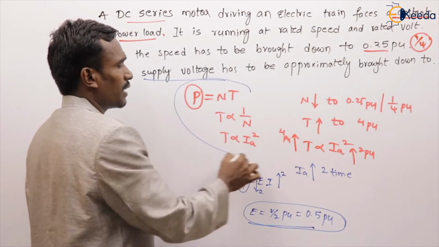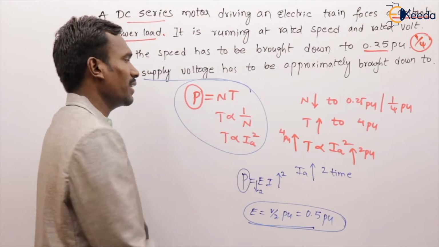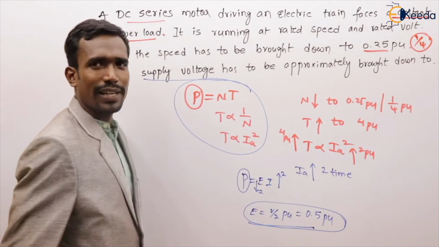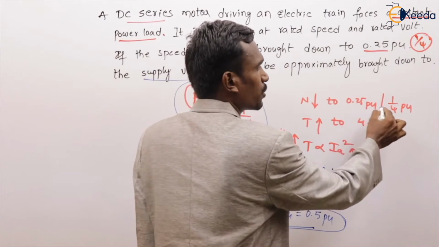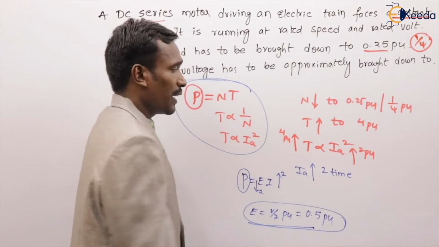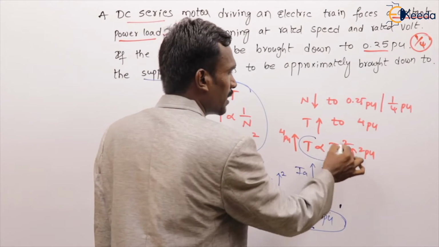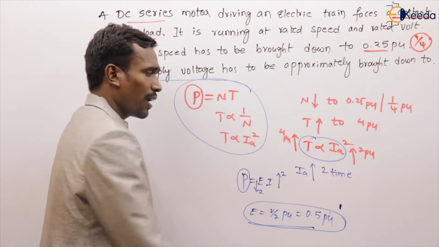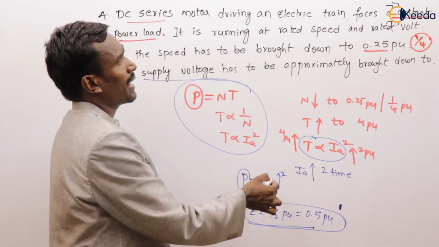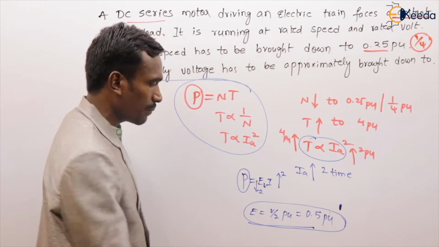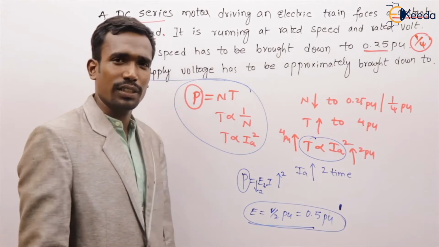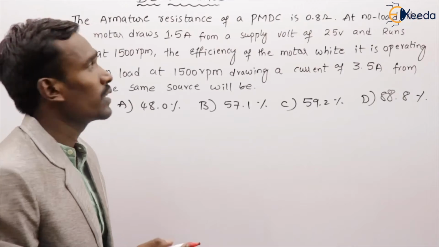What have we done? Here power is directly proportional to N T. Power constant means torque is inversely proportional to N. Torque is directly proportional to Ia square. Speed reduced to 0.25 or 1 by 4 per unit, nothing but torque increased to 4 per unit, so Ia increased by 2 times. If Ia increased by 2 times, the back EMF should be reduced 2 times, nothing but V by 2, that is 0.5 per unit. Very simple question.